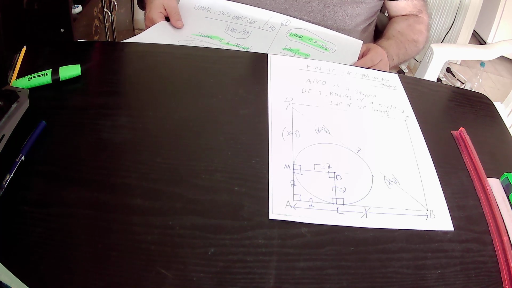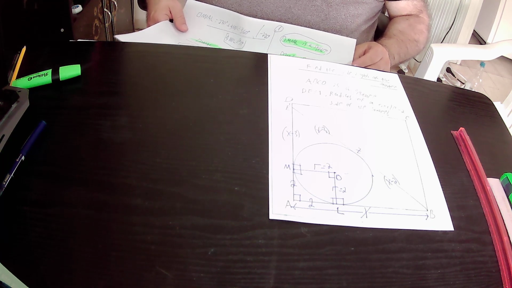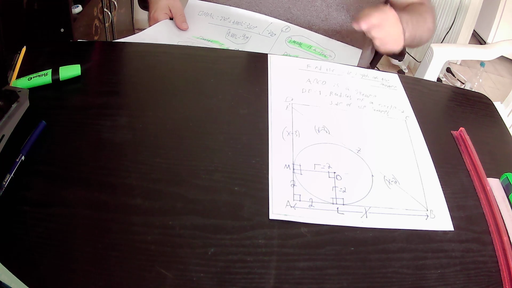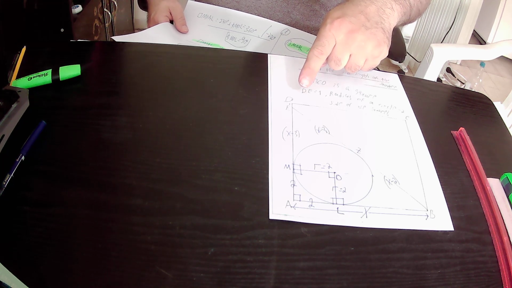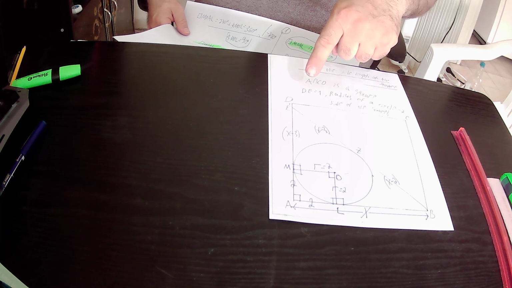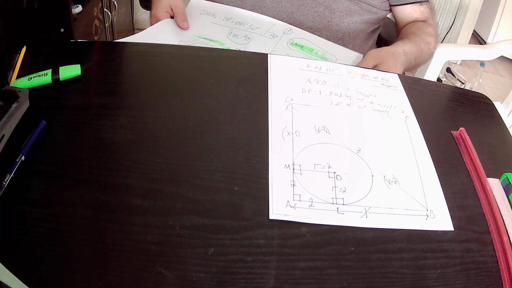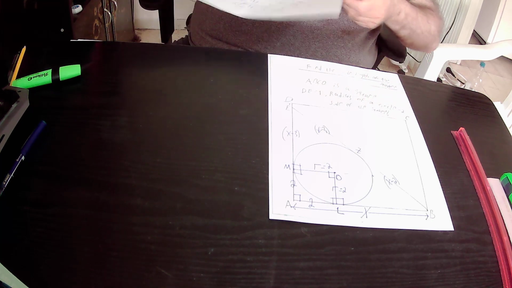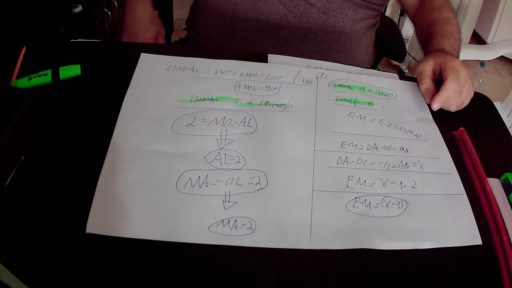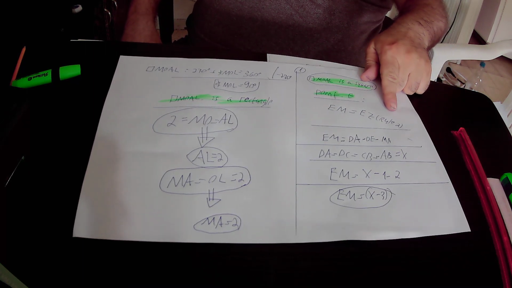According to rule number 2, the lengths of 2 tangents from a common external point to a circle are equal. So if you focus on the common external point, point E, from point E we have 2 tangents to this circle, tangent EM and tangent EZ. According to rule number 2, they must be equal to each other. So EM equals EZ according to rule number 2.